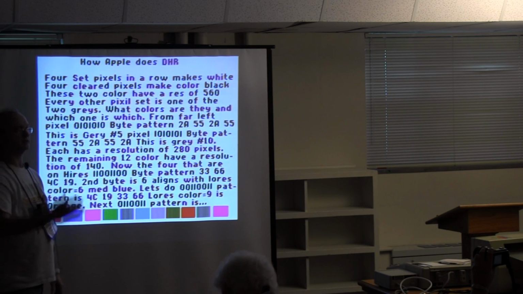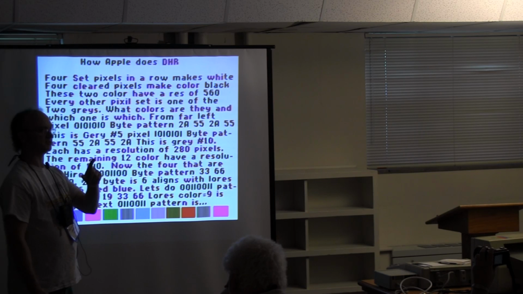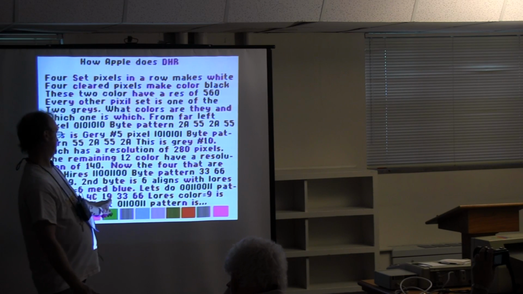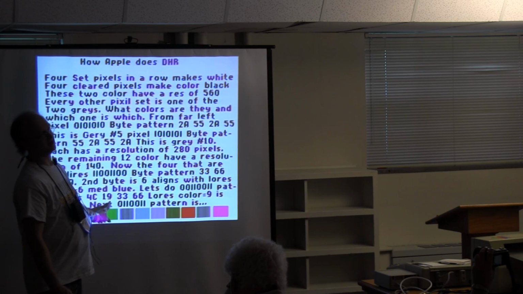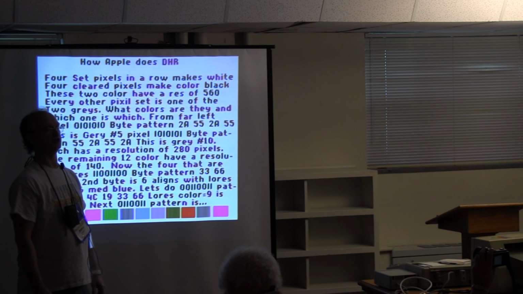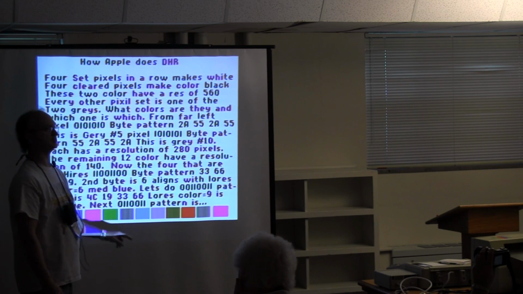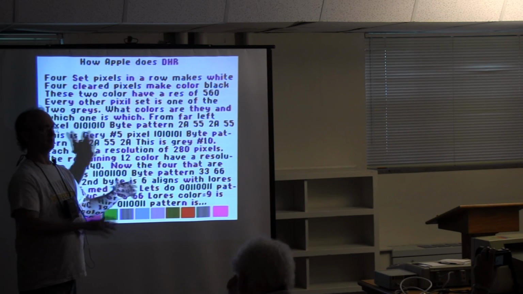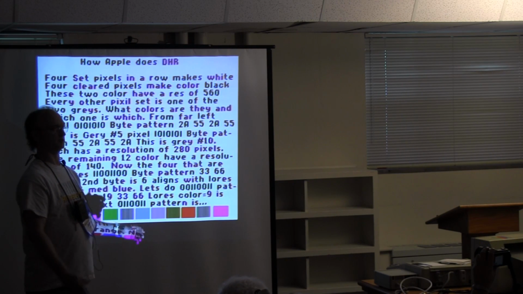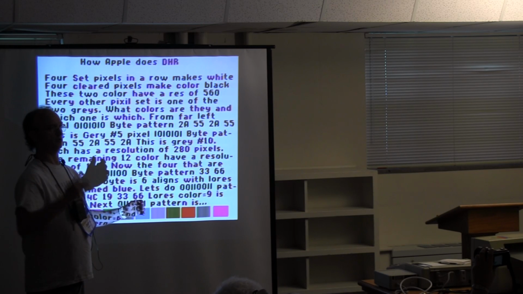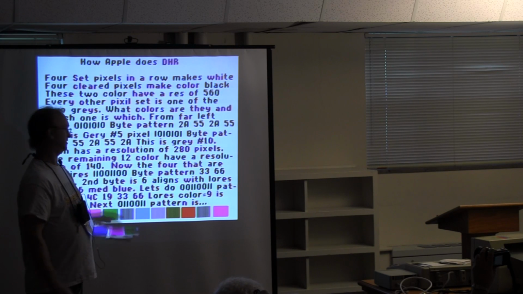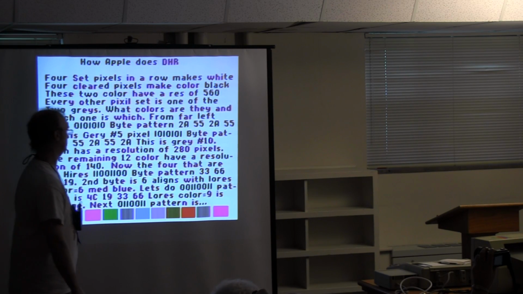Which of the 4 high-res colors is it? And remember, the same rule applies. Color equals 9, which is orange. Now that's true on high-res graphics. When you flip all ones to zeros and all zeros to ones, you would flip a blue to an orange or an orange to a blue. This is true on double high-res as well.